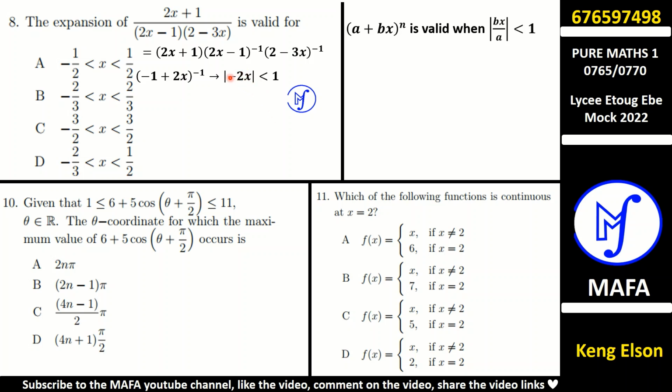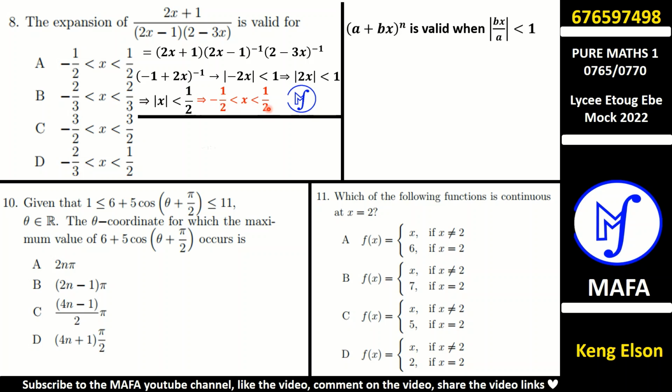So we set the absolute value of negative 2x to be less than 1. It means that the absolute value of 2x is less than 1. We can divide both sides by 2. We get the absolute value of x less than half. We solve the inequality. We get that x is between negative half and half.